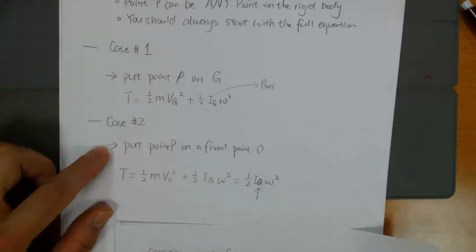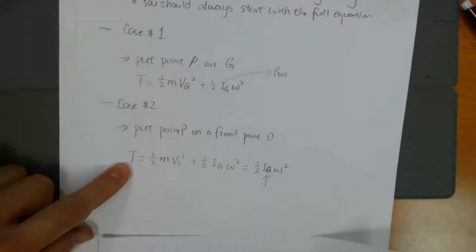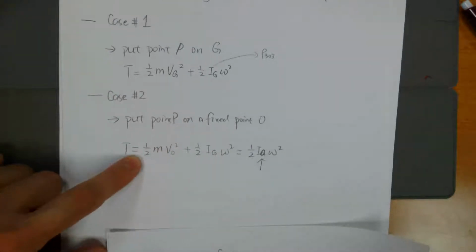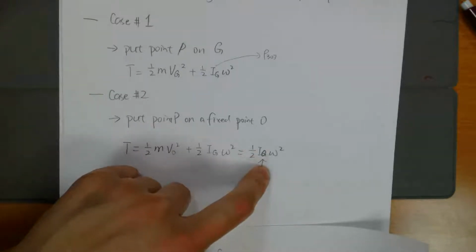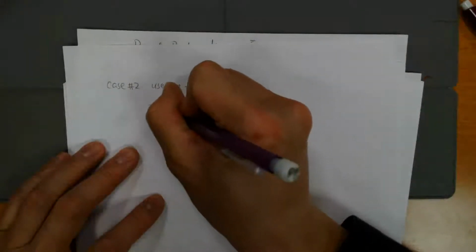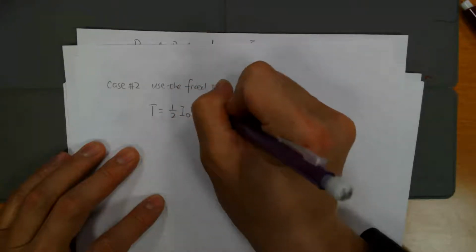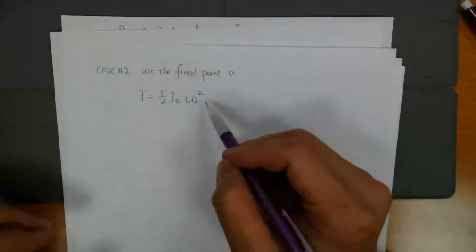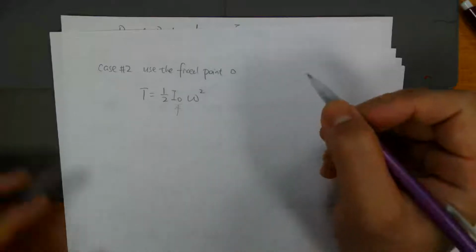lecture, case number 2, you can put your point P on that fixed point O, then your equation for kinetic energy is simply 1/2 IO omega squared. Okay, so let's put down the equation here. Kinetic energy equals 1/2 IO omega squared. Okay, so here we're given omega. The only thing unknown here is this IO.